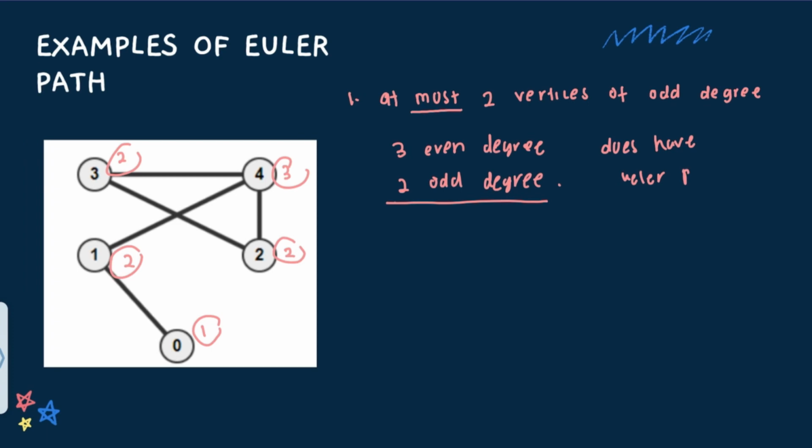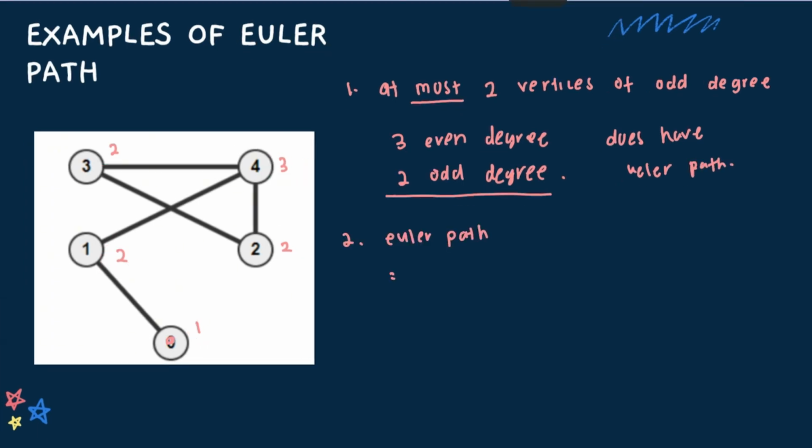Euler path. The second step, we need to identify the Euler path. So we start from 0, then 1, 4, 3, 2 and 4. So the path is 0, 1, 4, 3, 2 and 4.